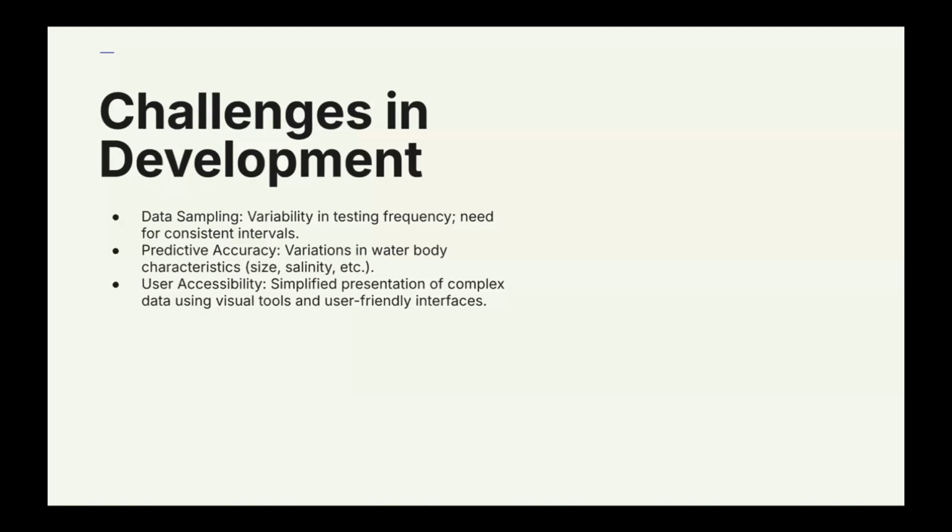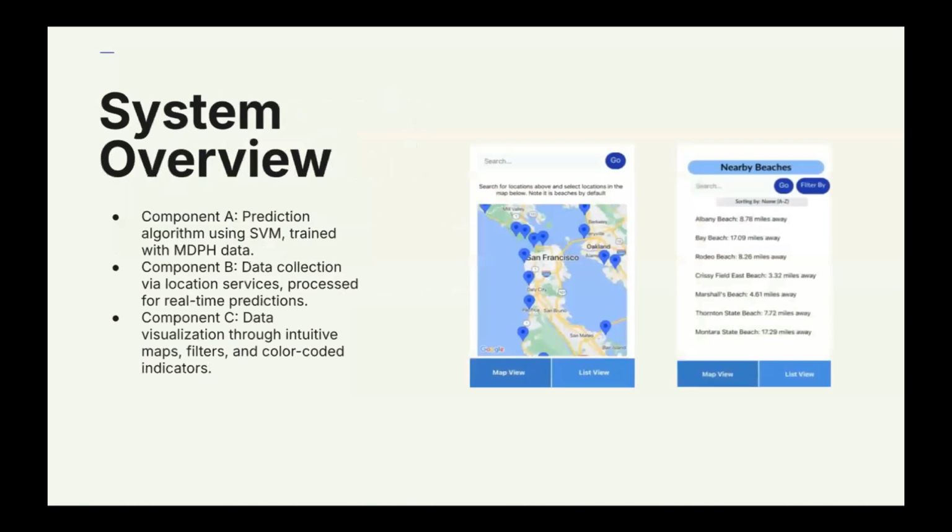In addition, the final challenge was user accessibility. We wanted to make sure that the way we were presenting the data, which was often quite complicated, could be in a way that users would understand, and that we were highlighting visual representations of the data, like charts and maps, and making sure that we had things like timestamps and confidence predictions so that we were accurately displaying this information to our app users.